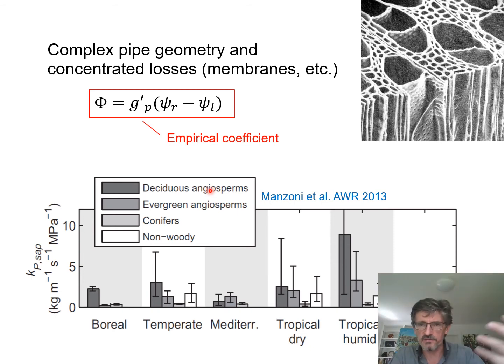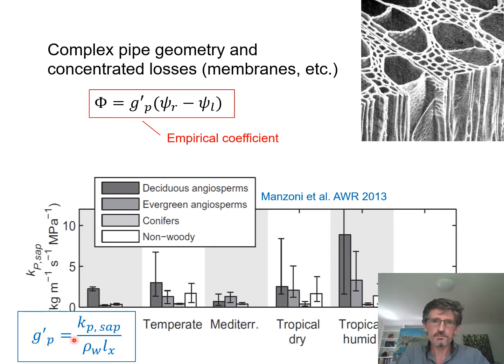Remember that they have different types of vessels or tracheids, or sometimes even non-woody parts. So notice that here is KP sap. The units are kilograms per meter per second per megapascal, not quite our units of G that we saw before. And this is because this reference considers another convention where basically KP sap is not GP, but is KP divided by the density of water times a typical length that it has to travel. So this is KP, the conductance per unit length referred to the mass of water, basically. But with this formula, you can go back to GP and get a sense of what the numbers are involved.